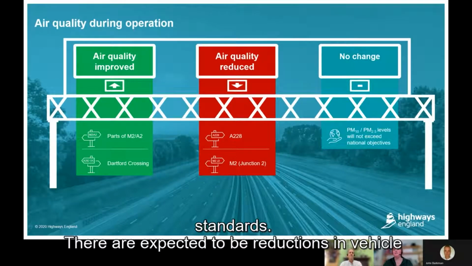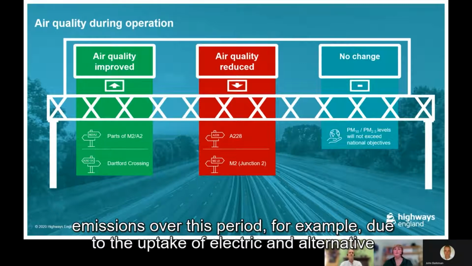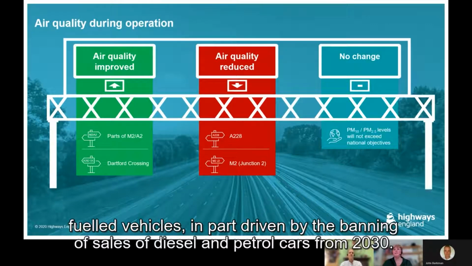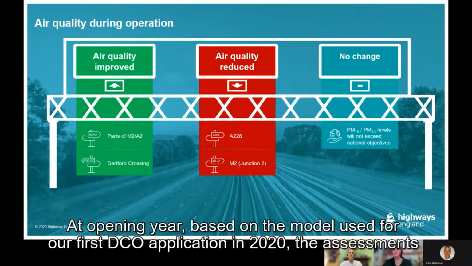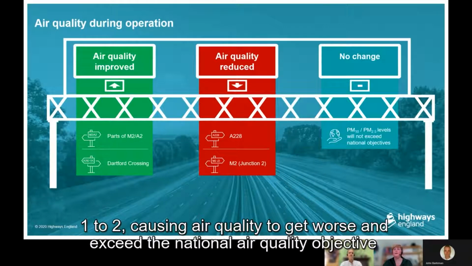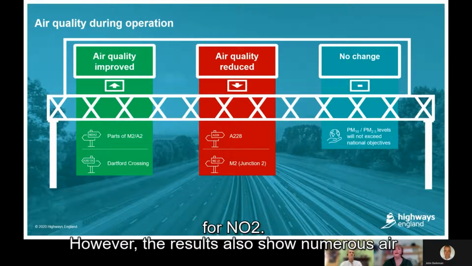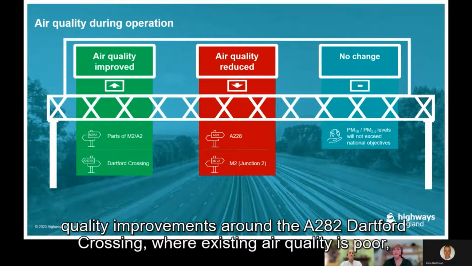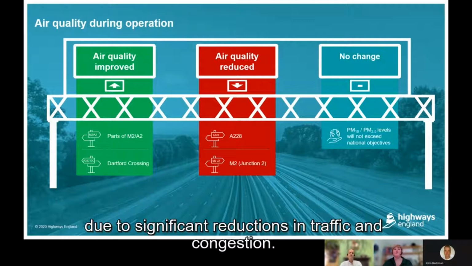There are expected to be reductions in vehicle emissions over this period, for example, due to the uptake of electric and alternatively fueled vehicles, in part driven by the banning of sales in diesel and petrol cars from 2030. At opening year, based on the model used for our first DCO application in 2020, the assessments show that there would be localised increases on certain roads, such as the M2 junction 1 to 2, causing air quality to get worse and exceed the national air quality objective for NO2. However, the results also show numerous air quality improvements around the A282 Dartford Crossing, where existing air quality is poor, due to significant reductions in traffic and congestion.